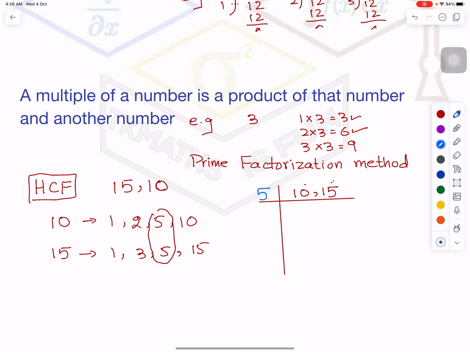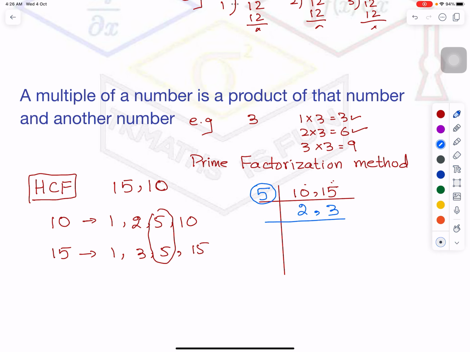Why? 5 times 2 is 10. 5 times 3 is 15. Is there any other number which can divide 2 and 3 together? No, because 2 and 3 are prime numbers. So 5 is the only and highest common factor of 10 and 15.